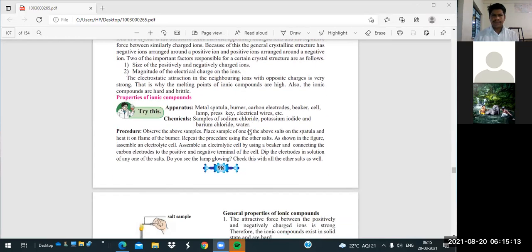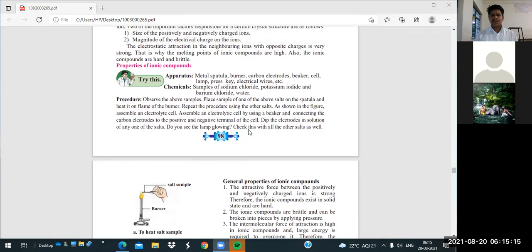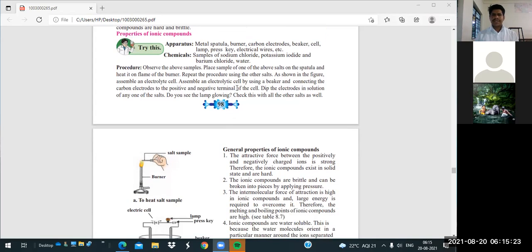So now we have to see the properties of ionic compounds. What are the properties of ionic compounds? Suppose one experiment is given to us with a metal spatula, burner, carbon electrodes, beaker, cell, lamp, press key, electrical wires, etc. Now samples of sodium chloride, potassium iodide, and barium chloride are given. Okay, and water is there.